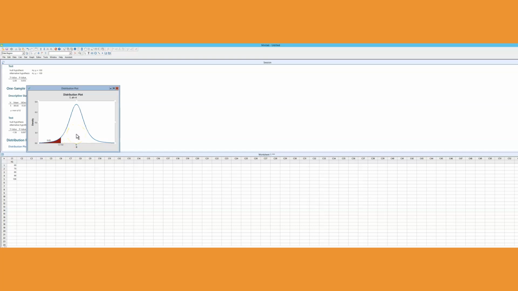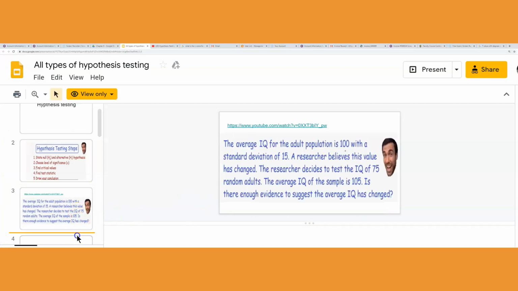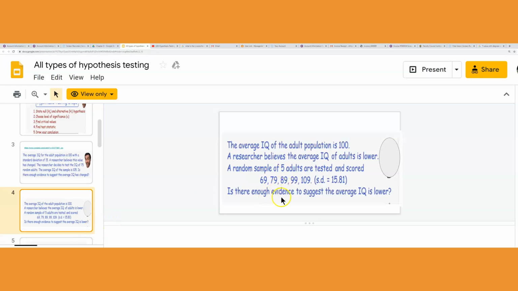Failed to reject. So we cannot conclude that there is evidence, as it was stated. We could take a look at the problem again. We cannot conclude that there is evidence to suggest that the average IQ is lower. So we're going to stick with the fact that the IQ of the population is 100.